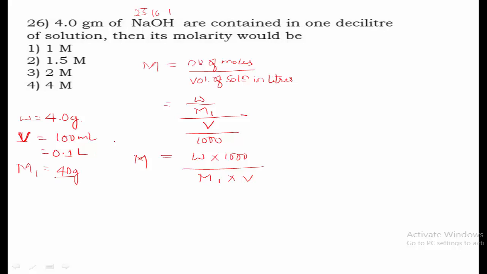Now substitute these values in this equation. You will get how much? M is equal to W, 4 into 1000, divided by M1, which is 40, into the given volume, 100. So how much you will get? You will get 4 into 10, 40 divided by 40. So you will get 1 M. That is the answer. So the molarity of the solution is 1 M, and it is option 1. That is the right one.